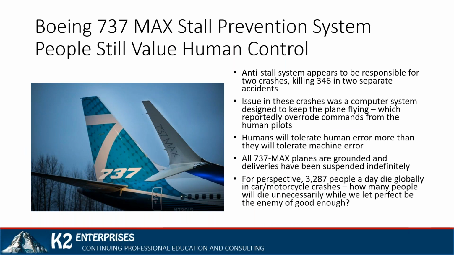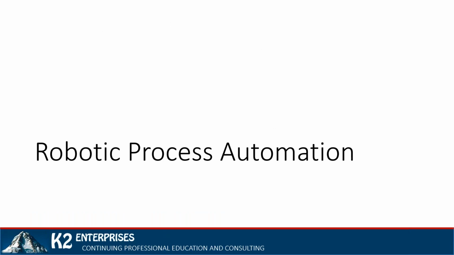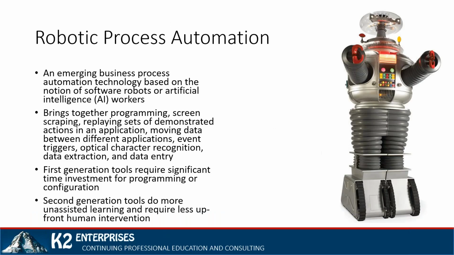Okay, so we're going to start out now looking at robotic process automation, and what this really is, it's an emerging business process automation technology based on the notion of software robots or artificial intelligence workers. The best way of thinking about this is it's very much like the macros and macro recording that you can do in Microsoft Excel, except you're not just limited to doing things inside of Excel. You can do things inside any application inside Windows. You can even interact with the internet with web browsers and other things like that.